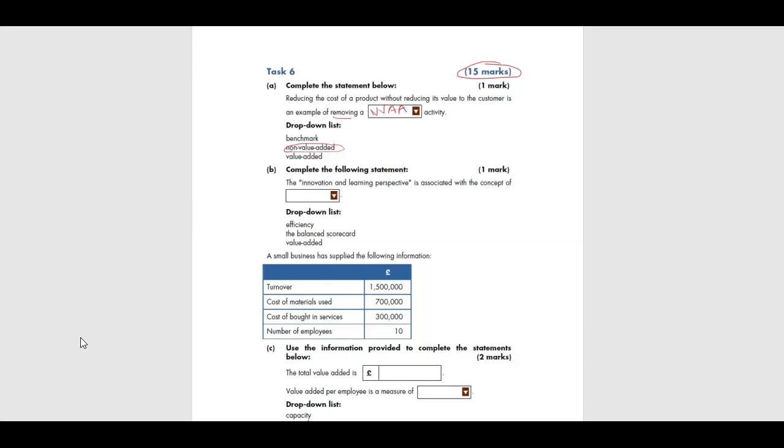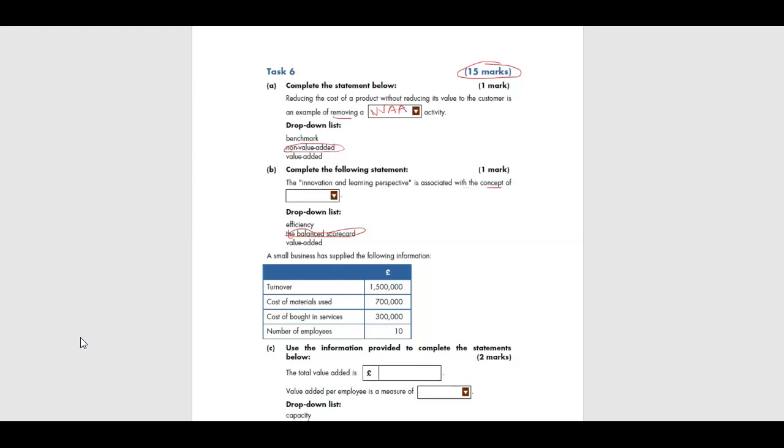The next point we have here, they're saying complete the following statement. The innovation and learning perspective is associated with the concept of balanced scorecard. So innovation and learning is one of the four perspectives we can identify. One of these is called innovation and learning, and this chart or formula, the way we can analyze the area, is called balanced scorecard.